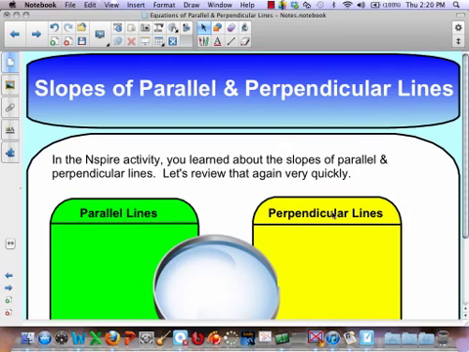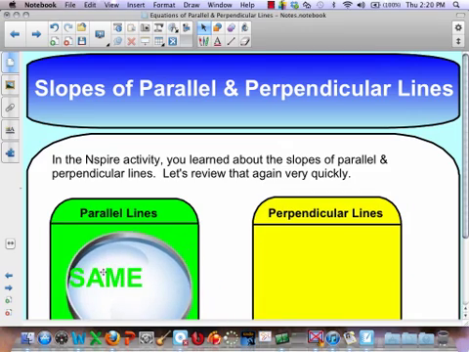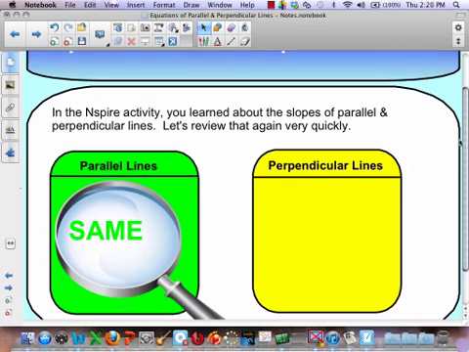Alright, so now, if you guys remember from our previous lesson, how do you know two lines are parallel? Slopes are the same. Alright, so we have the same slope, right? So that shouldn't be too surprising. Our slopes are the same. Well, how do you know if they're perpendicular?